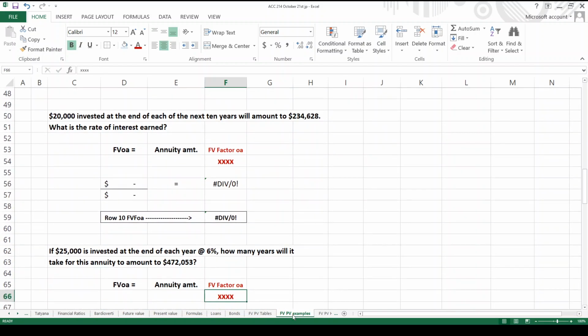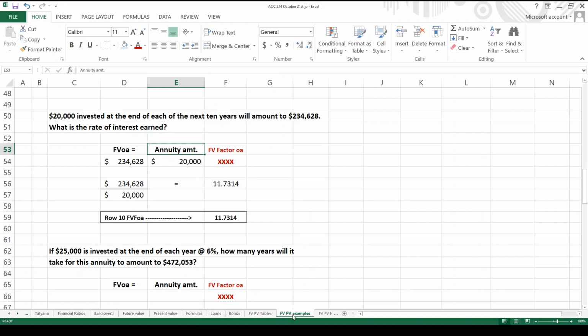$20,000 invested at the end of each of the next 10 years is going to amount to $234,628. So that's an amount that's out there in the future. And that's the future value of an ordinary annuity. Yeah. So we know the annuity amount, that's 20,000. We divide both sides of the equation by 20,000. We get this number, 11.7314. We know n is equal to 10.